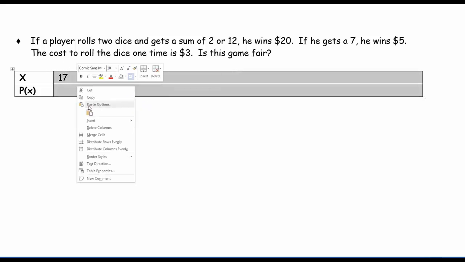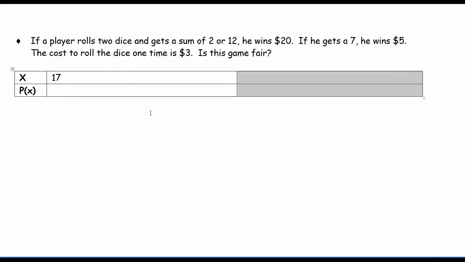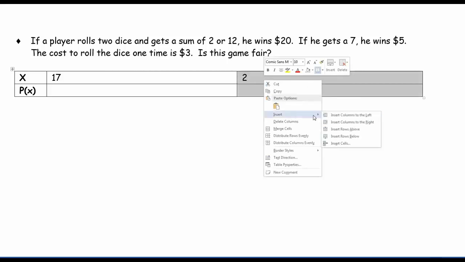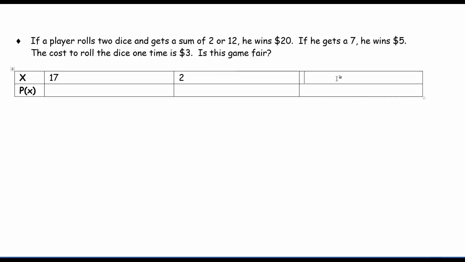All right, so let me add another column here. If he gets a 7, he wins $5. But he spent $3 to play the game, so he really gained $2 on that. And the other option is that he doesn't win anything. He wins $0, but again, it cost him $3 to play. So those are the three options as far as this game is concerned. And now the question is, what about those probabilities?